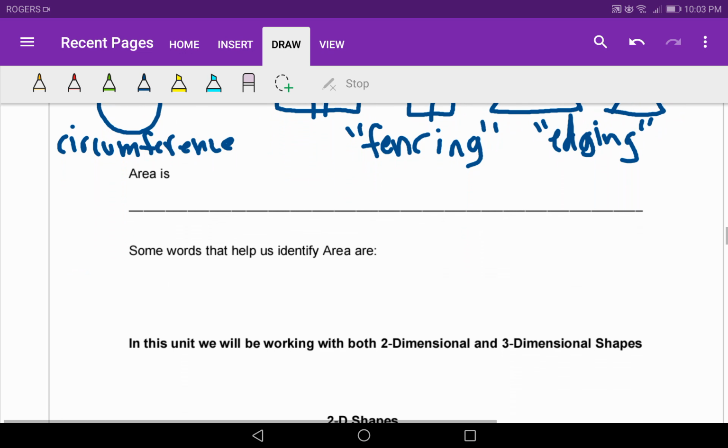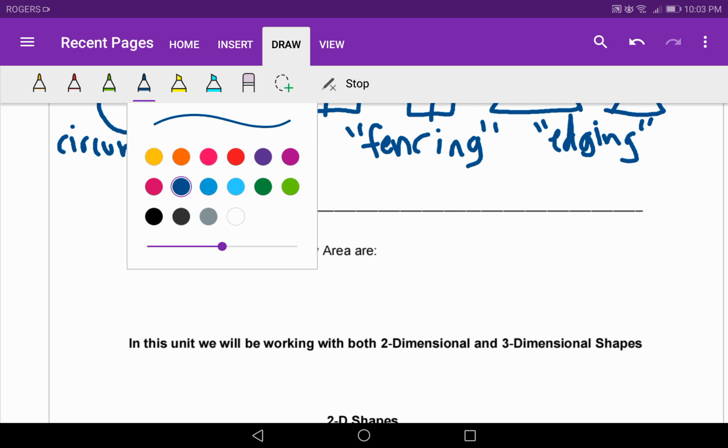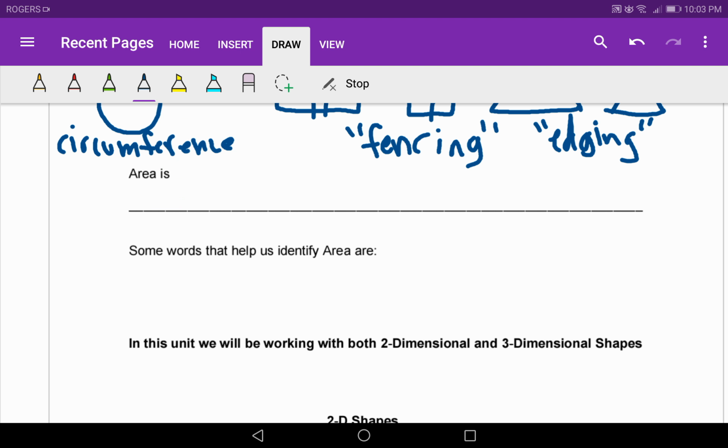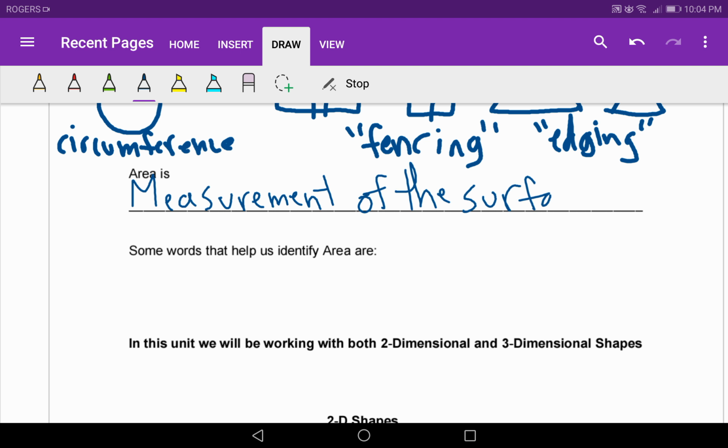Scrolling down to area. How could you define the word area? If perimeter is the length of the boundary, then how can we define area? Well, area is the measurement of the surface within a boundary. So it's the space within the boundary.